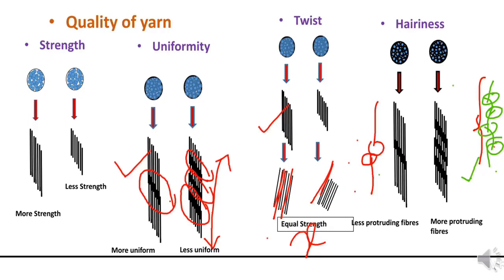Next is hairiness. Hairiness is also decided by length of the fiber. If we go on increasing length of the fiber, then for given length of yarn, number of fibers which are going to come out of the yarn will reduce. And when number of fibers coming out of the yarn are reducing, it means hairiness of yarn is less. This is how quality of yarn is decided by length of the fiber.